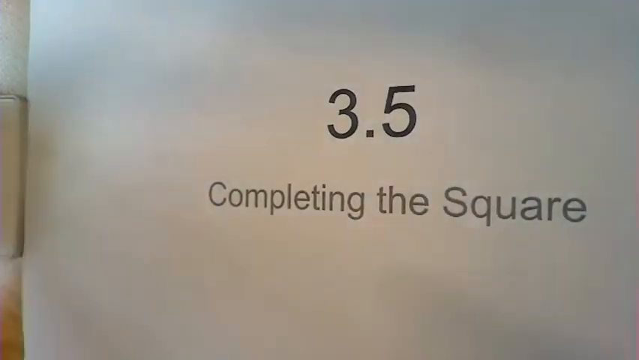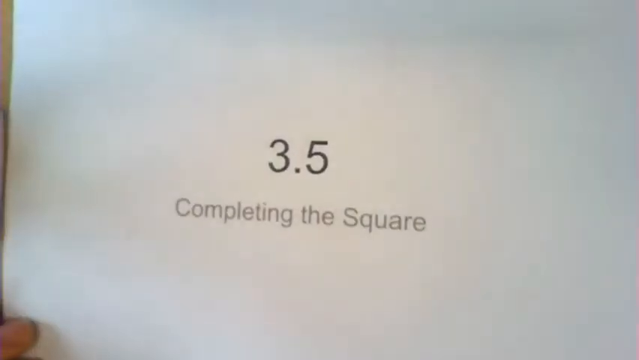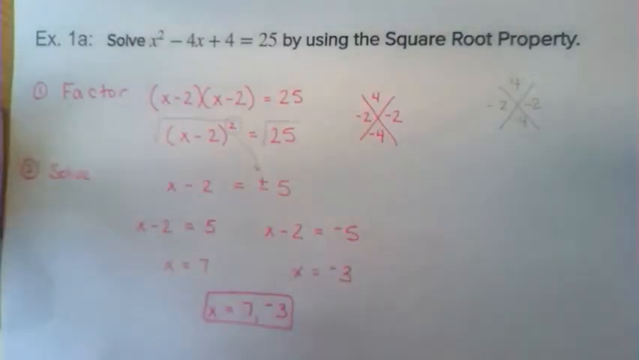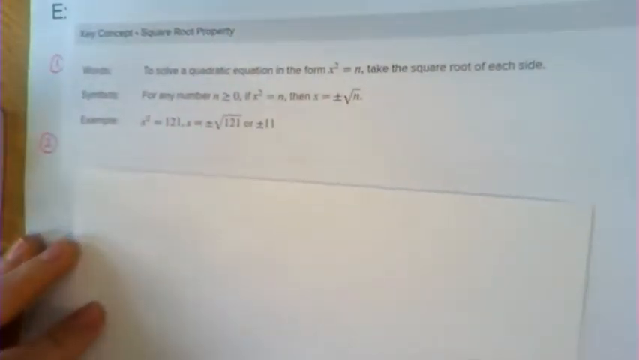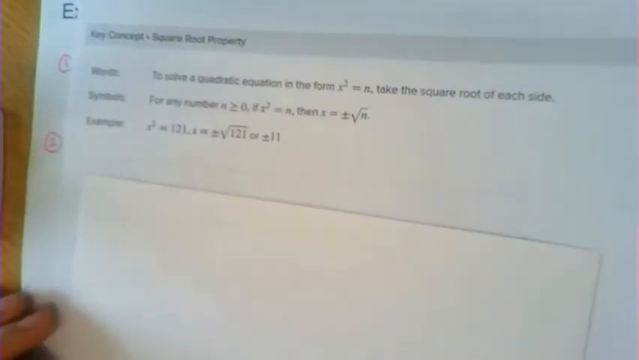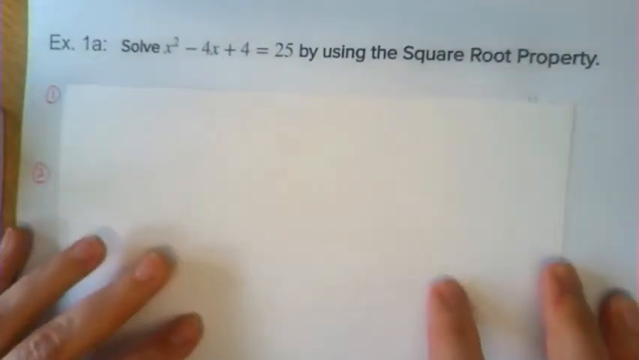Section 3.5 is about completing the square. We will use the square root property, which is just using the square root to get rid of a squared. Here is our first example.